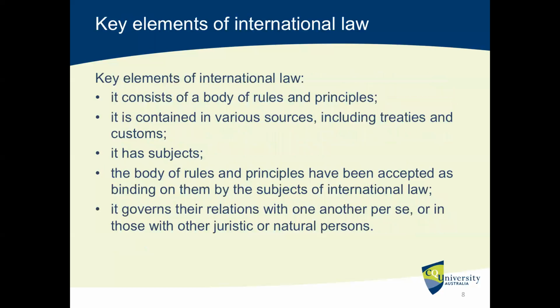Now, going by the definition of Abbas, we can see that there are certain key elements of international law. It consists of a body of rules and principles. So that is what international law is all about. It is about rules and principles, because it is a law. If you speak of a law, you speak of a regime that governs the conduct of certain subjects, and that regime becomes an obligatory regime. So people are obliged to follow it because it is a legal regime.